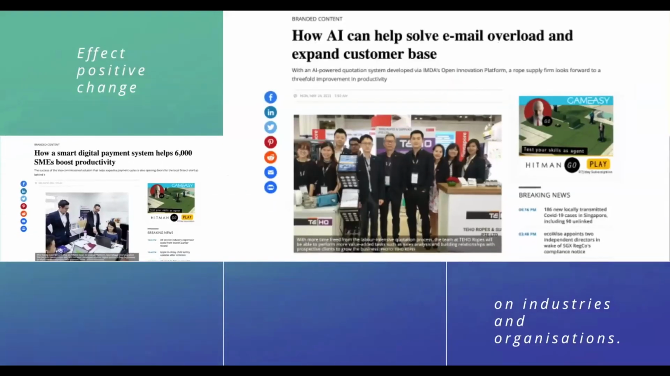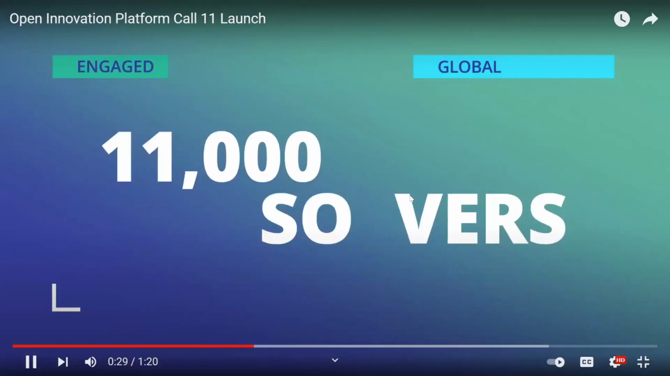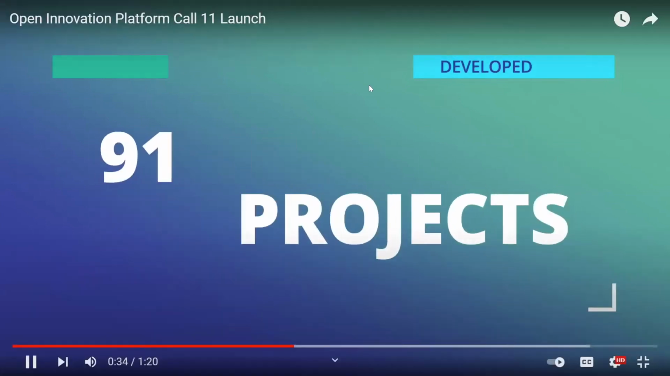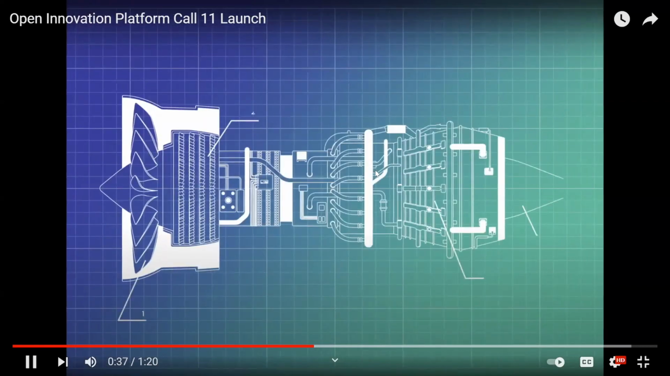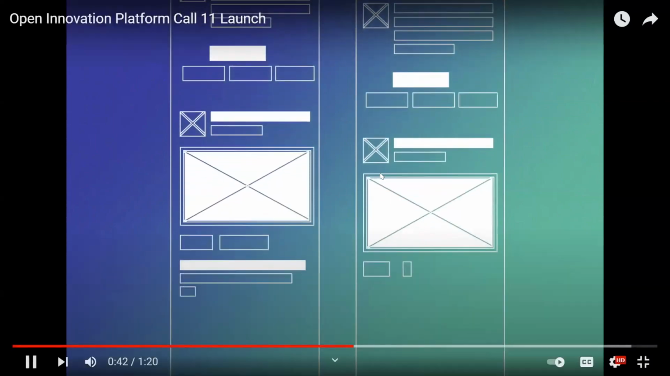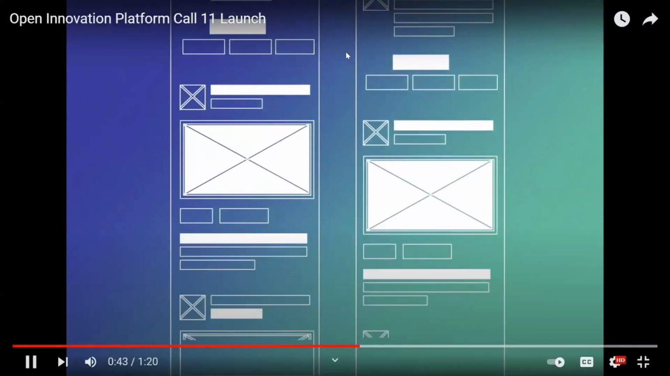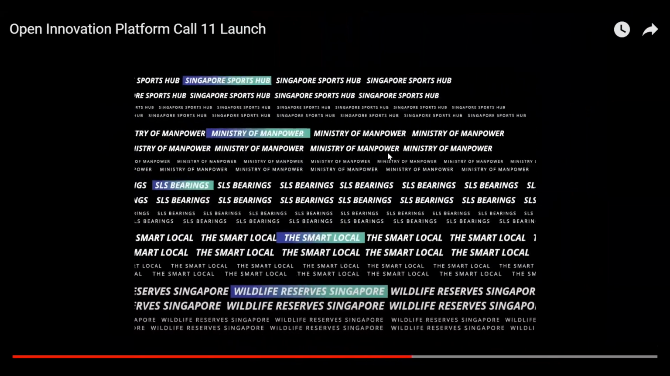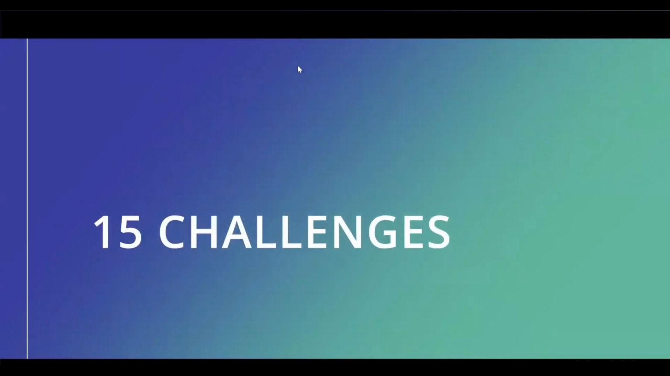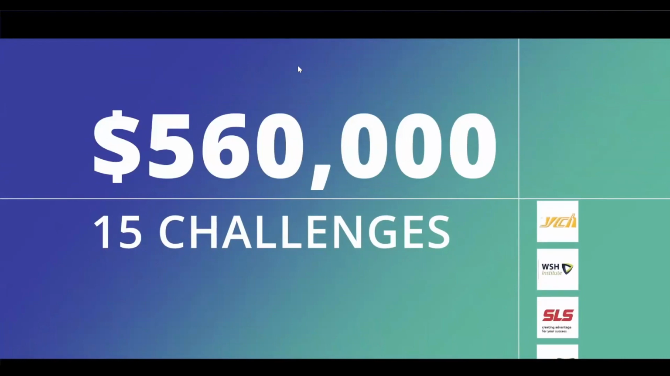To date, we've offered $7.2 million in prize monies, engaged a growing community of over 11,000 solvers, and hosted 218 challenges and 91 projects. Whether it's creating smart connected devices to work seamlessly with the environment or optimizing processes to enhance work productivity, stand to co-innovate with problem owners like SLS Bearings, Singapore Sports Hub, and Japanese company Windock, and watch your ideas come to life. There are 15 challenges and $560,000 in prize monies that are up for grabs in this innovation call.